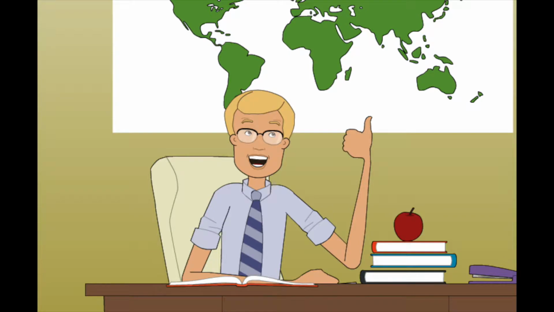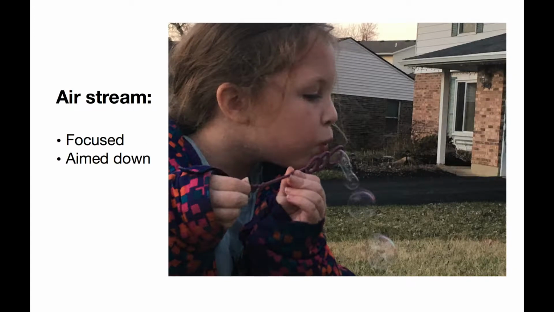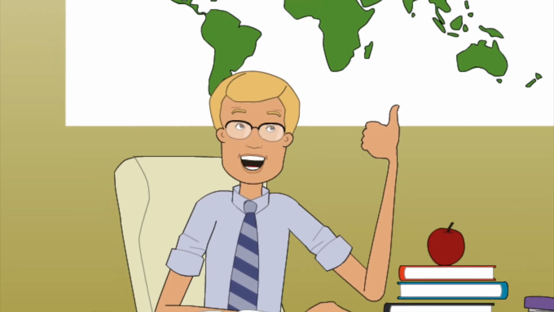Well, here you go. In order to play the recorder correctly, you need to use the proper air. It has to be a steady stream of focused air, like when you blow bubbles. You want your air to be in one stream that's aimed down towards the ground, and it needs to be your gentle, warm air like the kind you'd use to make a big bubble. When blowing into your recorder, you want to use the kind of air that would bend the flame of the candle, not the kind that would blow it all the way out. The warm, gentle air that bends the flame will be perfect to make a beautiful tone and keep you from squeaking on your recorder.